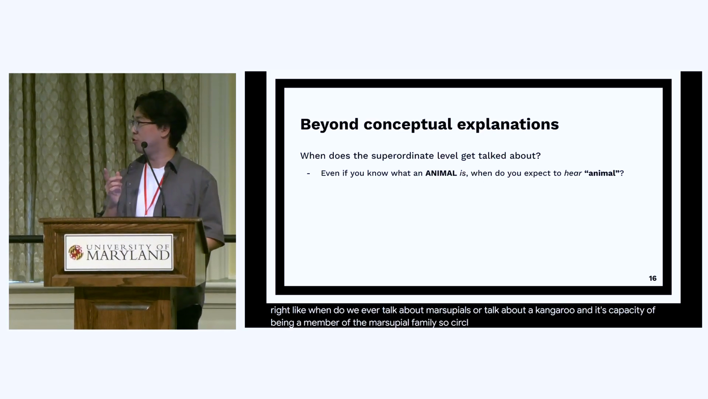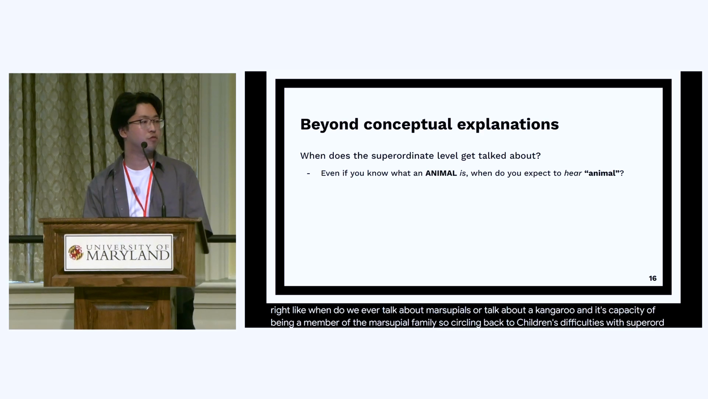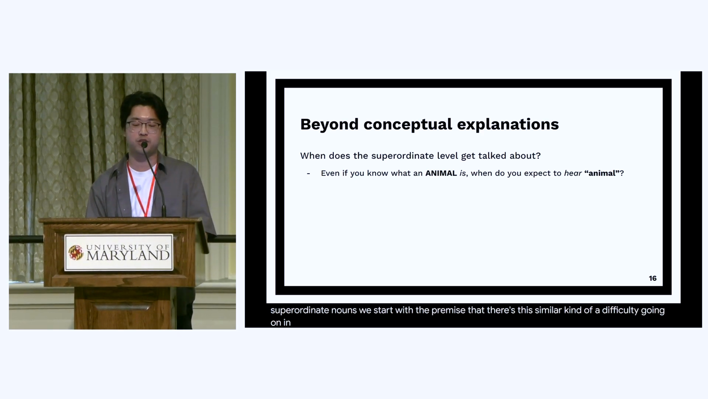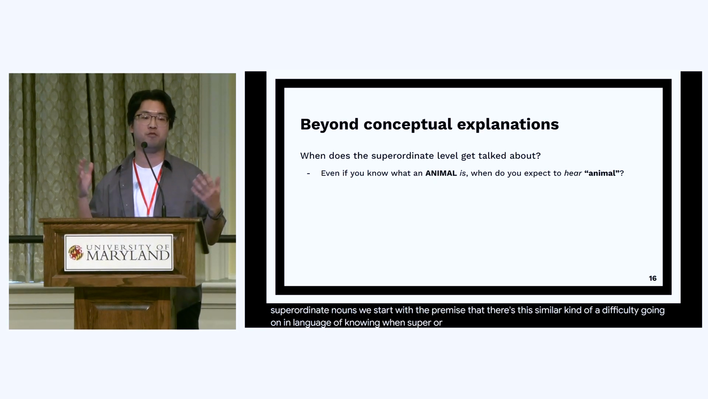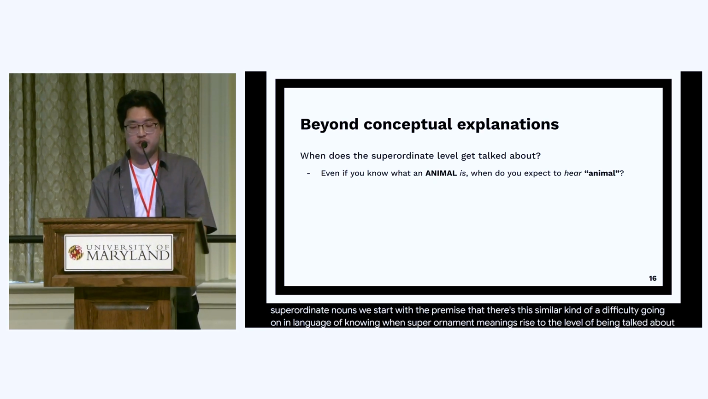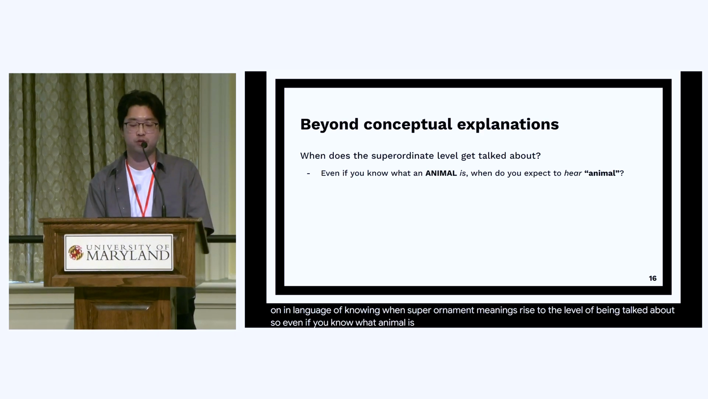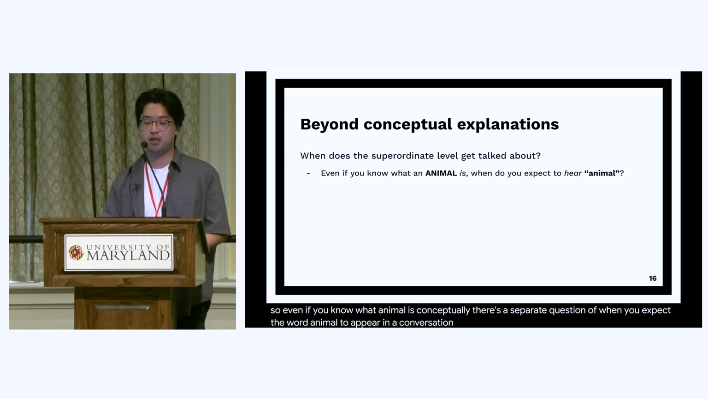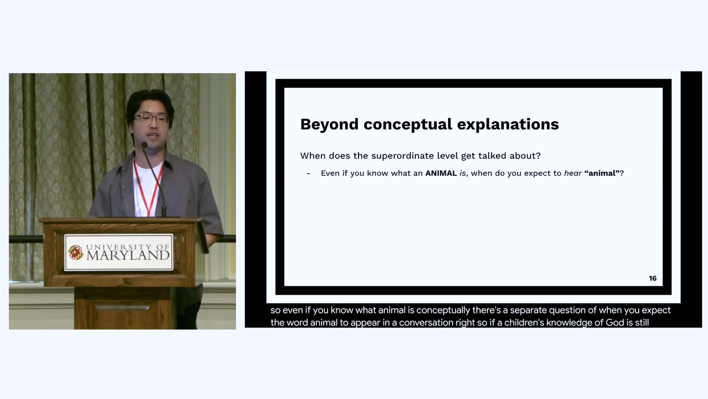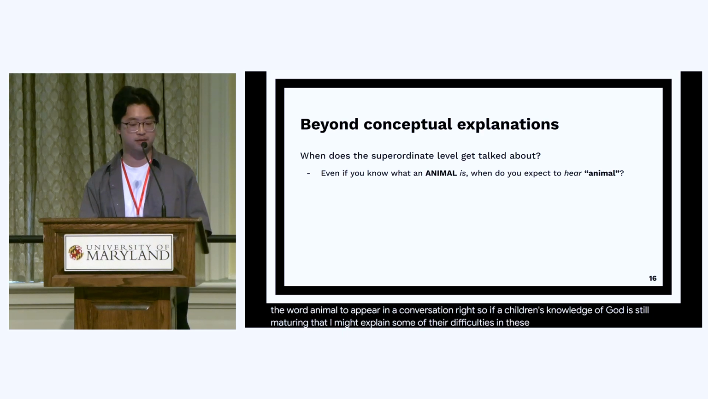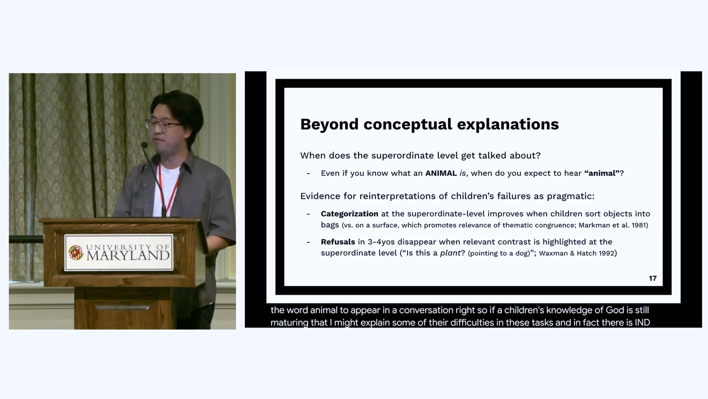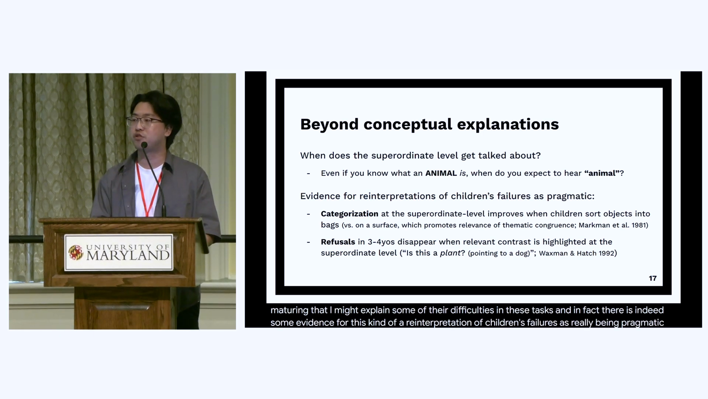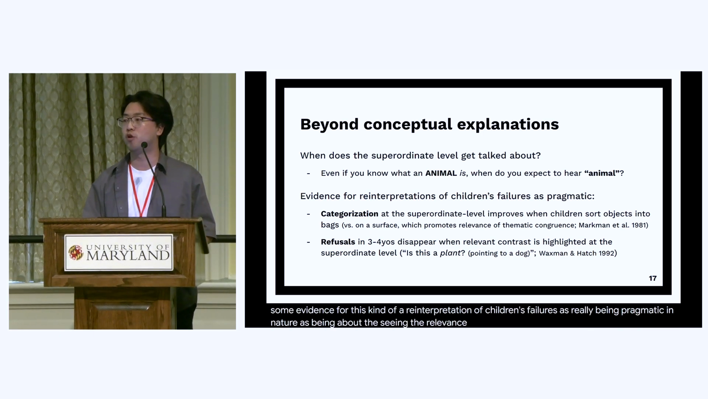So circling back to children's difficulties with superordinate nouns, we start with the premise that there's a similar kind of difficulty going on in language of knowing when superordinate meanings rise to the level of being talked about. So even if you know what animal is conceptually, there's a separate question of when you expect the word animal to appear in a conversation, right? So if a child's knowledge of that is still maturing, then that might explain some of their difficulties in these tasks. And in fact, there is indeed some evidence for this kind of reinterpretation of children's failures as really being pragmatic in nature, as being about seeing the relevance of superordinate categories.